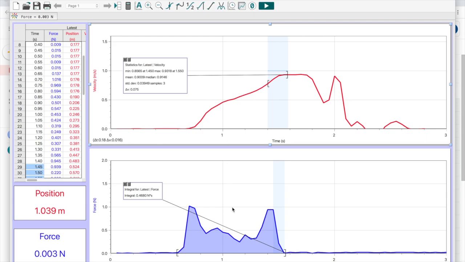And then once again, I go down to the force graph, highlight it, take the area under the graph, the integral, and then this number right here gives me the area under the graph.